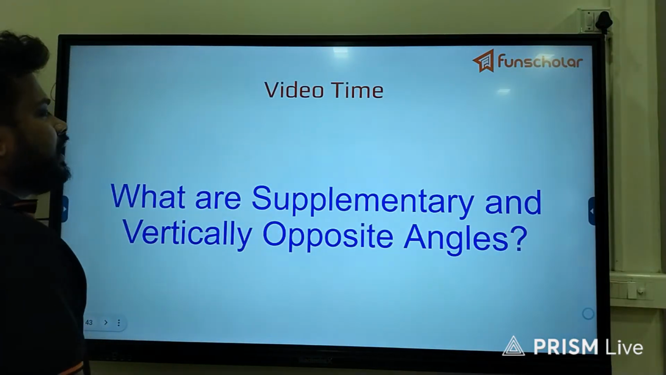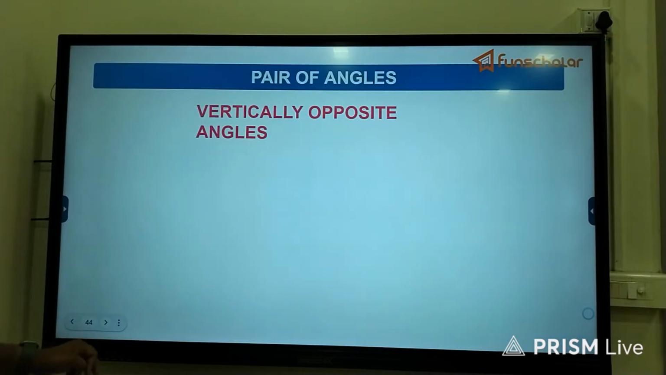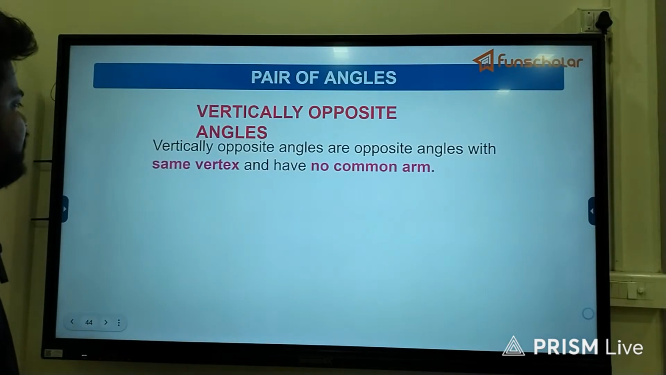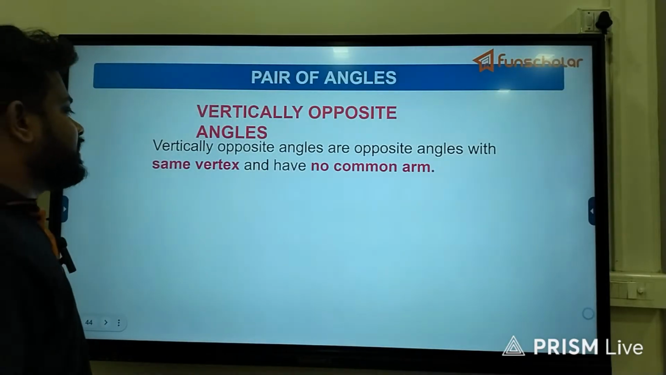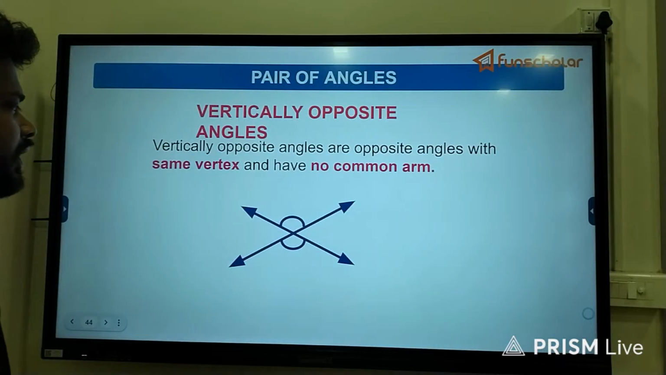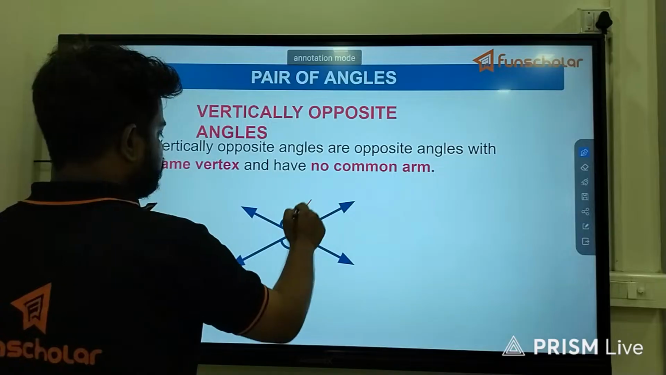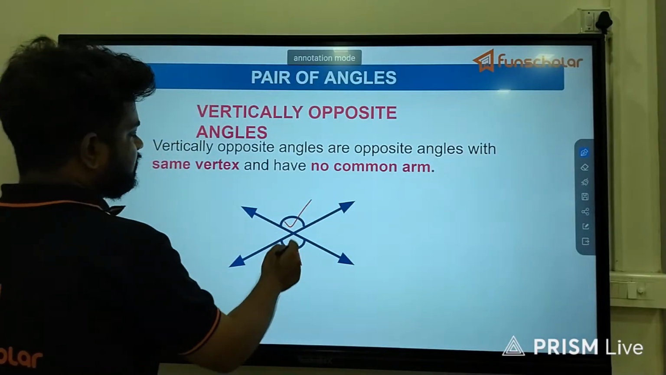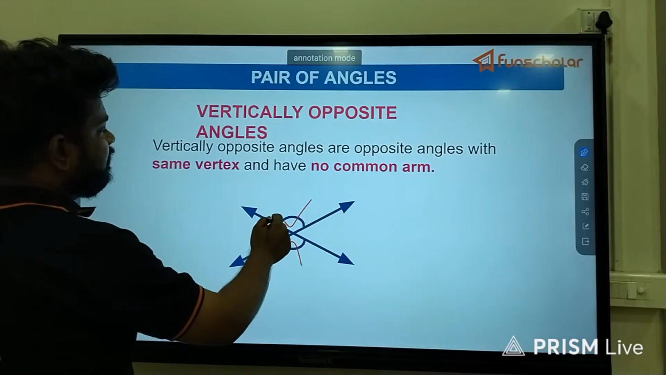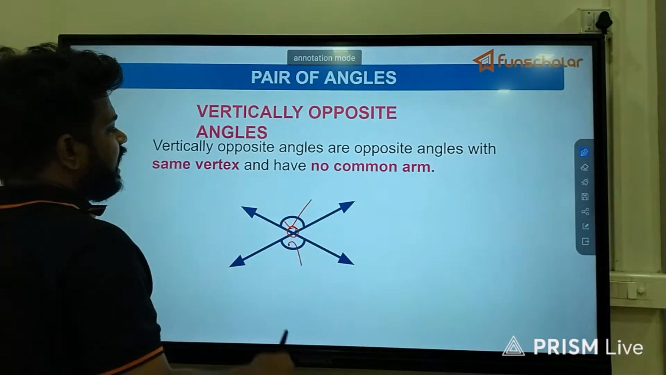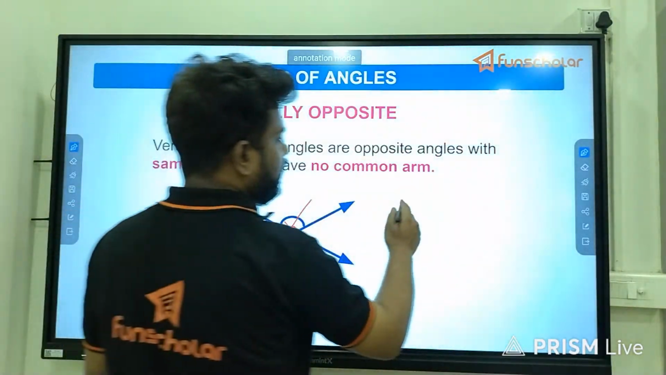Okay, so what are supplementary and vertically opposite angles? It also has a video and I will not be playing it. Vertically opposite angles are opposite angles with the same vertex and have no common arm. So these two will be called vertically opposite angles. They are opposite angles at the same vertex, so the vertex is the same, and they have no common arm.